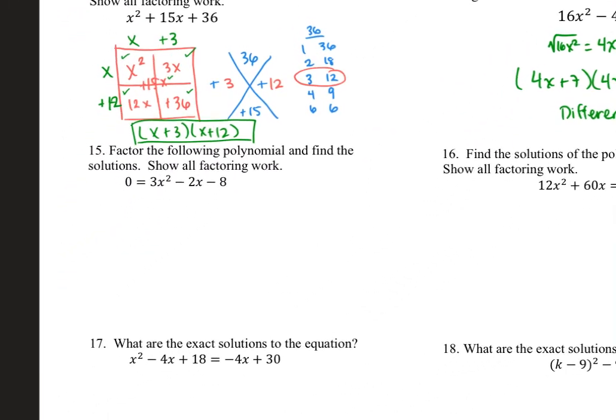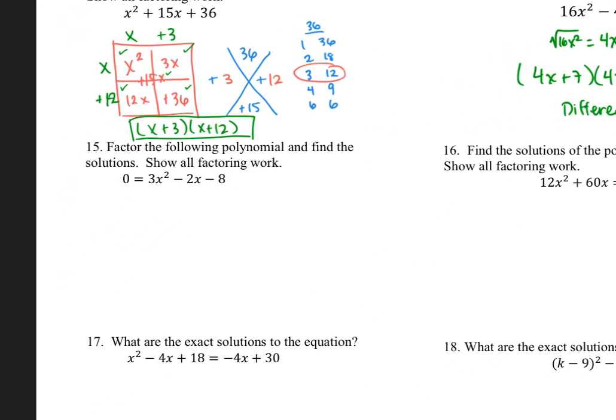All right, number 15, we're going to factor and then we're going to find the solutions. In order to solve by factoring, we need to have one side equal to 0, which we already do. So since one side equals 0, we can go straight into factoring. Looking at 3x squared minus 2x minus 8, there's no GCF. So I'm going to make my box.